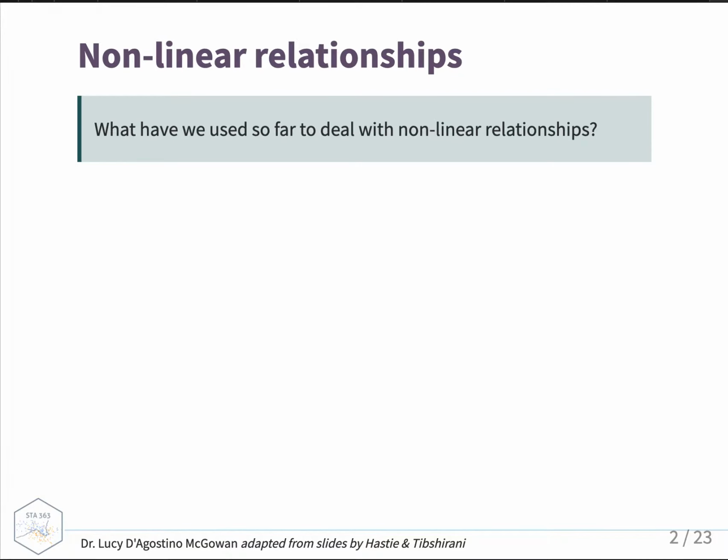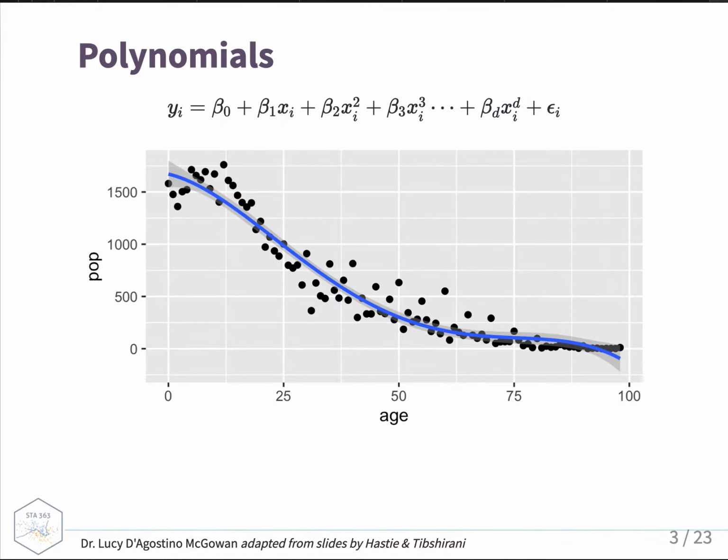And so what have we used so far to deal with nonlinear relationships? If you remember back, I believe it was lab 2, we were looking at the horsepower variable. We used polynomials. A polynomial is basically when you include higher order terms in your model.